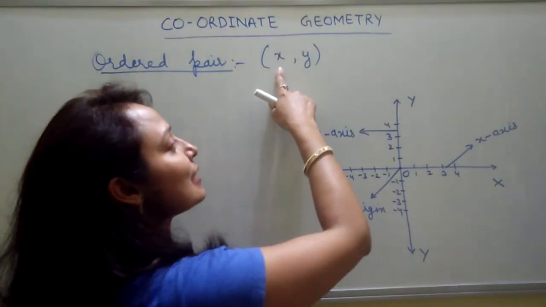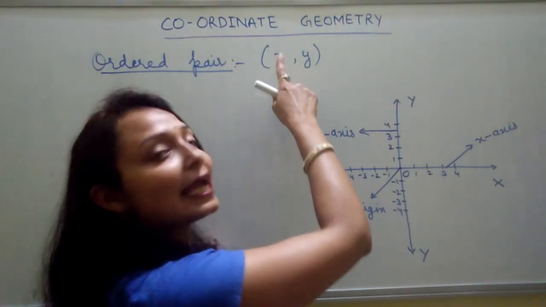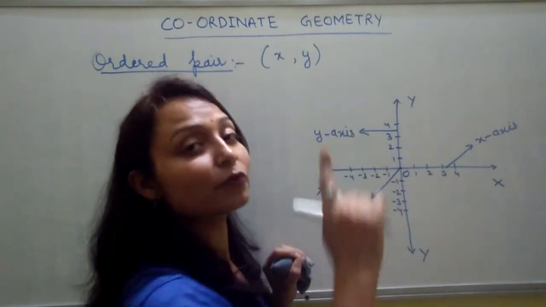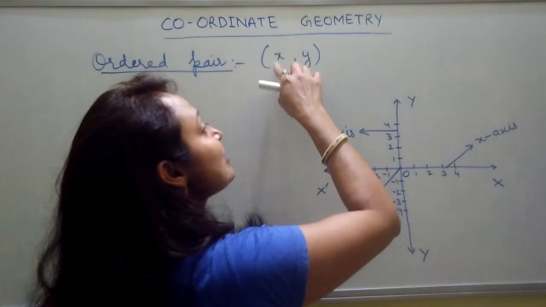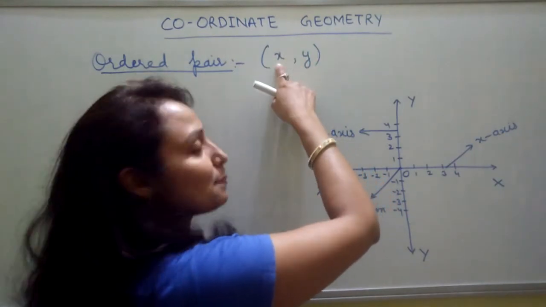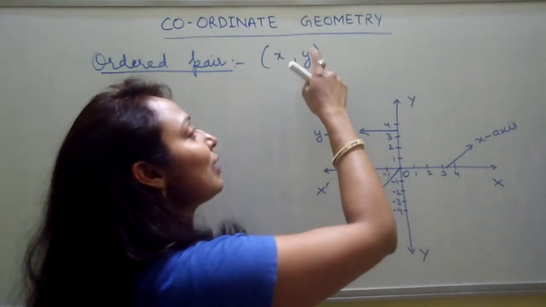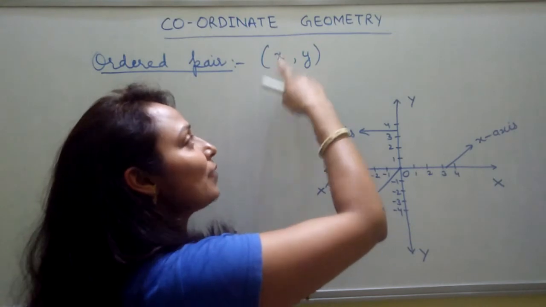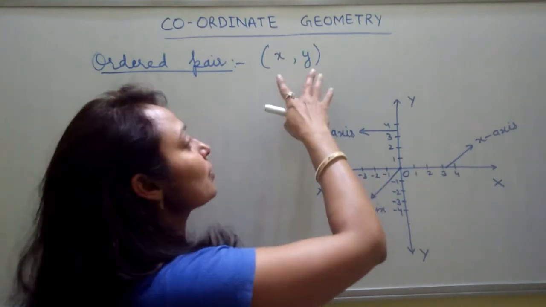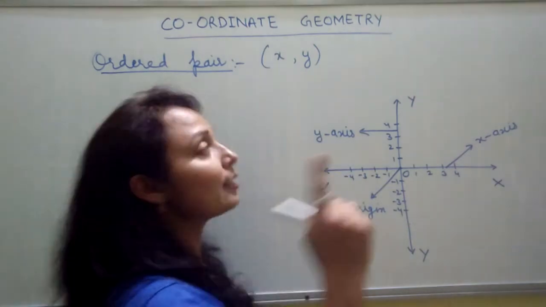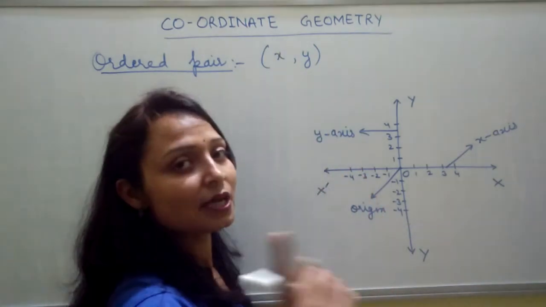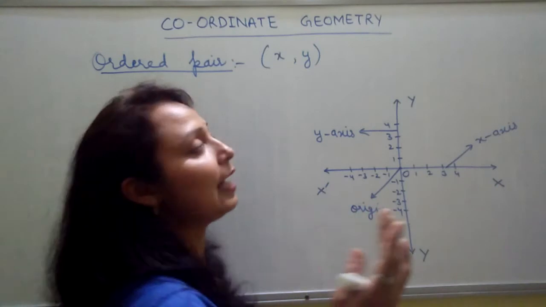First, always at the first position we will take x. At the second position we will take the value of y. The point on the x-axis and the point on the y-axis come together and make an ordered pair. Always remember, x comes first and y comes after that.